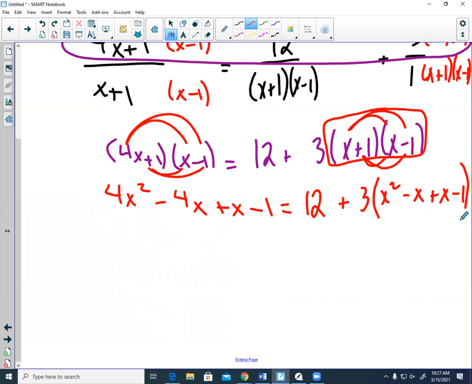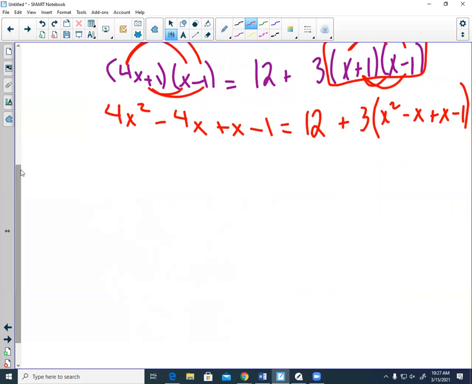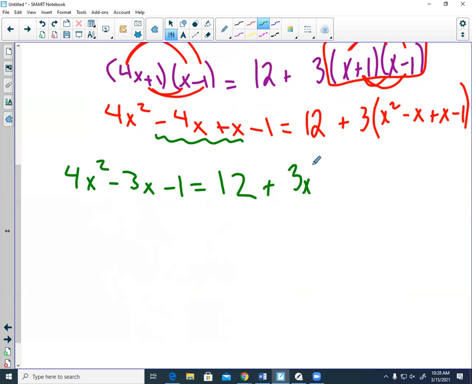You good? Okay. So now I'm going to combine my like terms, which, again, combining like terms is just making sure that they are all as simple as possible. So those can combine, which are going to leave me with 4x squared minus 3x minus 1 is equal to, and then the right side, I'm going to distribute this 3 now. So 12 plus 3x squared minus 3x, actually, we can't do that. Minus 3x plus 3x minus 3.